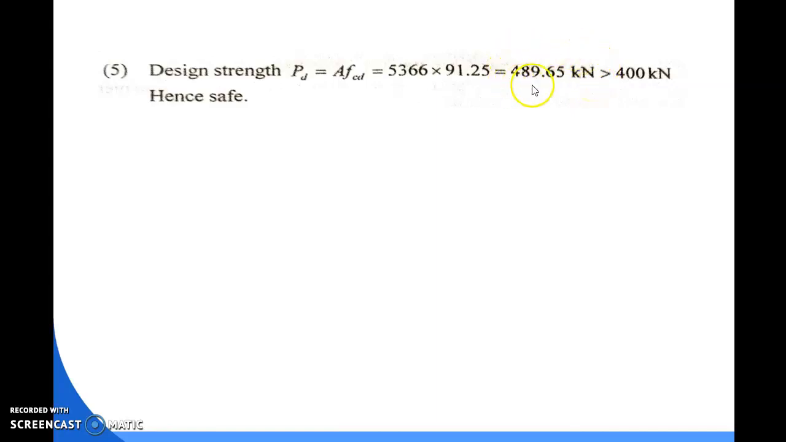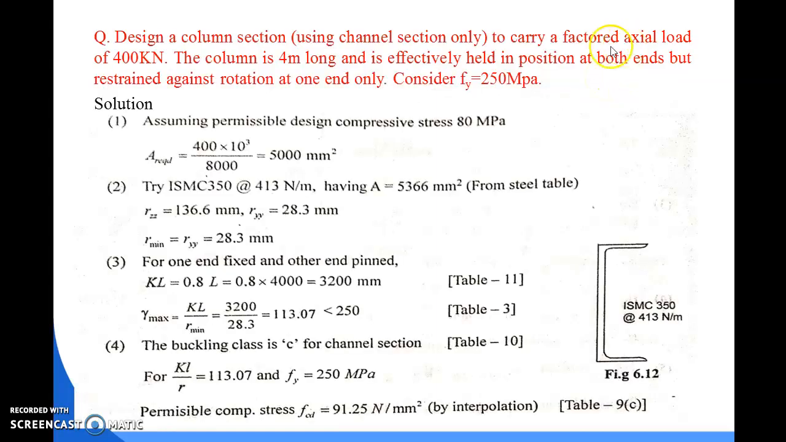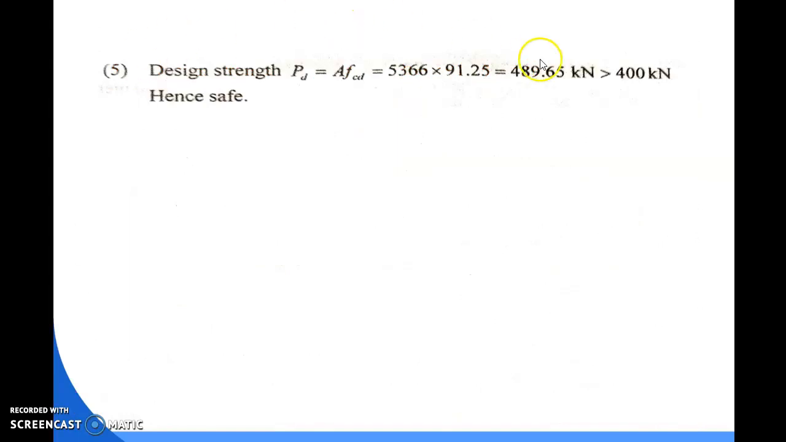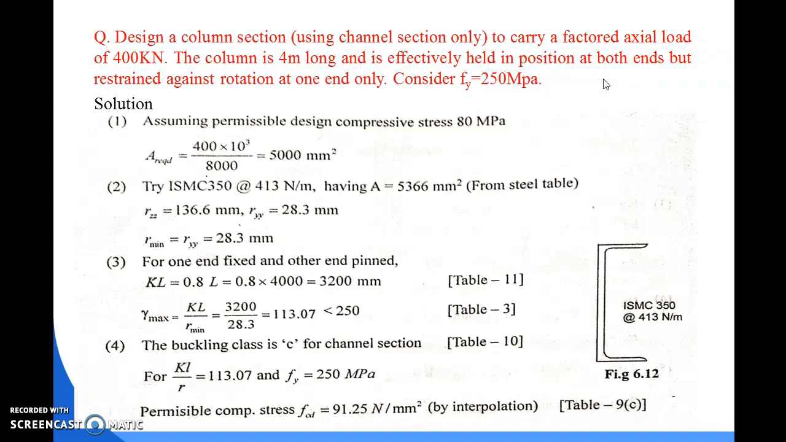So the PD value should be greater than the value of factored axial load, which is already given in the question. So this condition should be satisfied for this question. If it is not satisfied, then we have to redesign this section. That means we have to find out another area provided which is greater than this one. Then we will continue this procedure again.